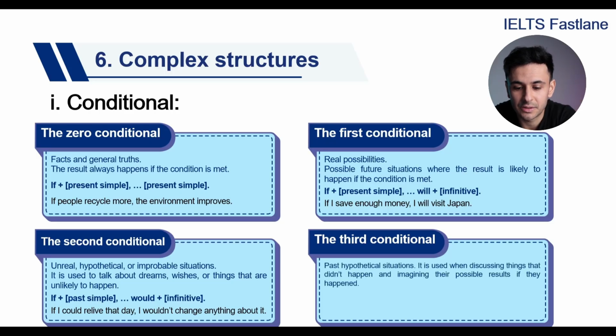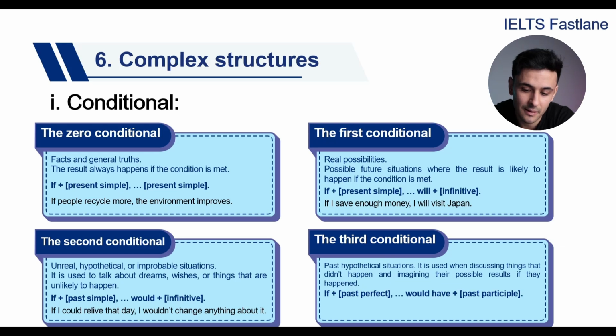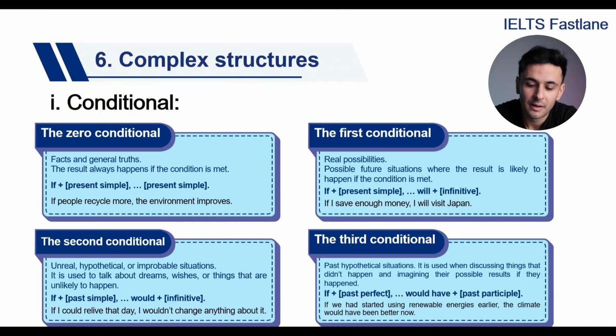And this one is used to express past hypothetical situations. It is used when discussing things that didn't happen and imagining their possible results if they happened, for example, in the past. Here you're going to have to use if plus the past perfect for the condition, and then for the result it is would have plus the past participle. Let's look at an example. If we had started using renewable energies earlier, the climate would have been better now.